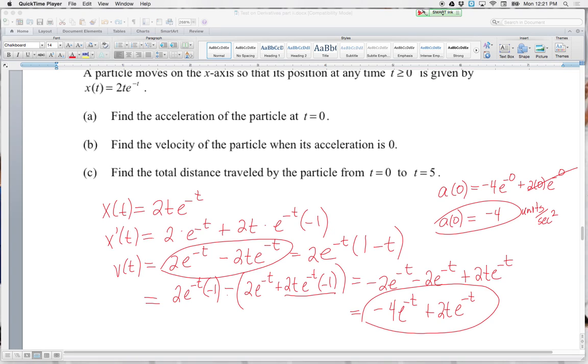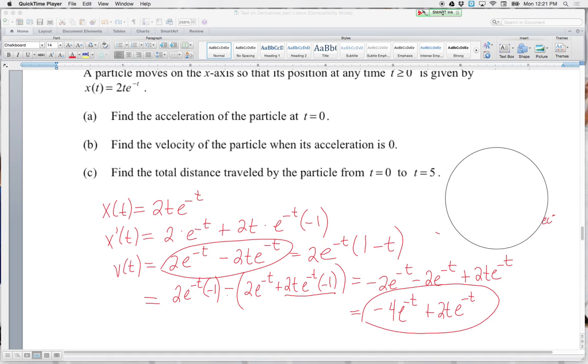Now again, if your second derivative is just wrong, but you knew to plug 0 into it, and you plugged 0 into it correctly, and you feel like you got it, then give yourself that point.